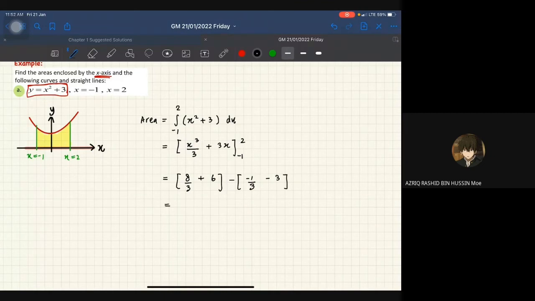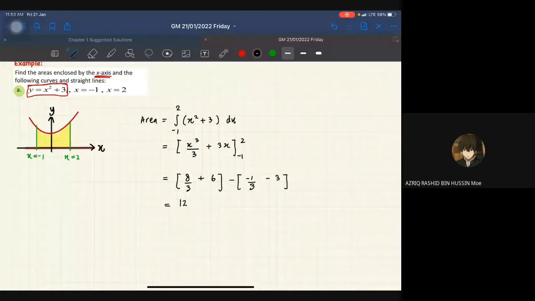Okay, so from here, what answer do we get? 8/3 plus 6, so 26/3, and then plus 1/3. Oopsie. Plus 12. This is your final answer. Is our answer 12 correct? Try calculating together with me, is it correct, 12? Okay, alright, thank you Azriq.